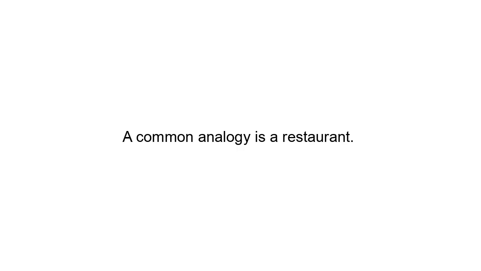How it works. You give your order to the waiter. The waiter takes the order to the kitchen. The kitchen prepares the food. The waiter delivers the food back to you. You never interact directly with the kitchen. Similarly, software uses an API as the intermediary.